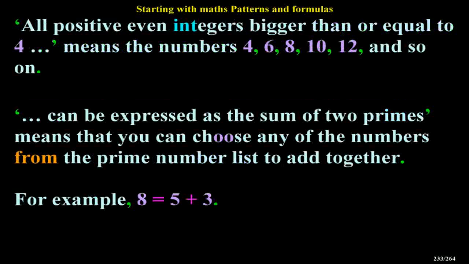All positive even integers bigger than or equal to 4 means the numbers 4, 6, 8, 10, 12, and so on. Can be expressed as a sum of two primes means that you can choose any of the numbers from the prime number list to add together. For example, 8 equals 5 plus 3.